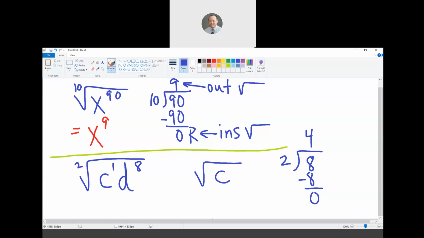Our division tells us exactly what to do here. The top number is the exponent that goes outside the radical. So that would be d to the 4th power. And since we have a 0 remainder, that means there are no d's left inside the radical. So d to the 4th power times square root of c is your final answer.